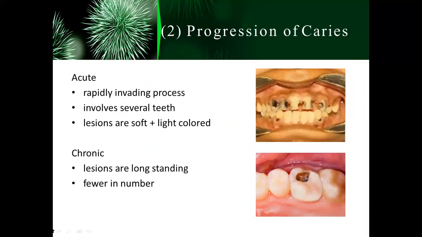Then we can have another classification based on the progression. So it can be acute, that is rapidly invading, and it involves several teeth, okay? And you can see an example here. It occurs very fast and it has affected several teeth. This will be termed as an acute caries. Then we can have chronic caries. This one is long-standing, it's there for some time, but normally it affects just a few number of teeth. And you can see this one here, the caries is inside there.